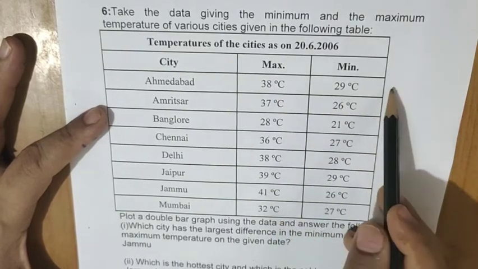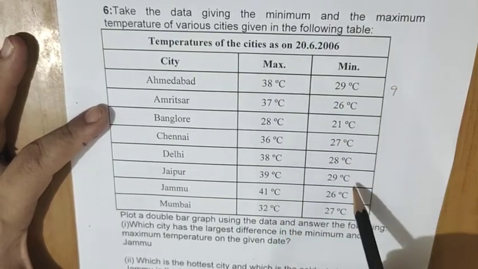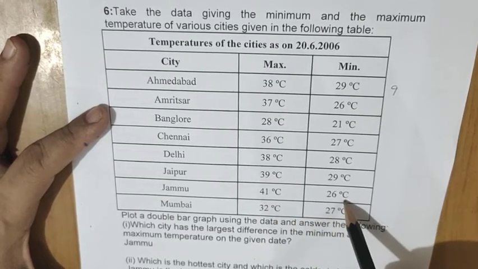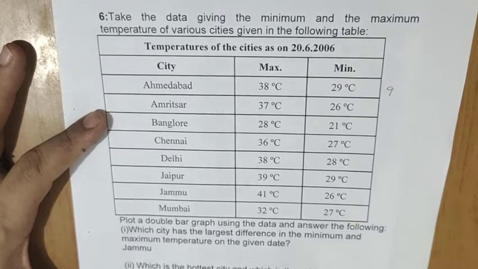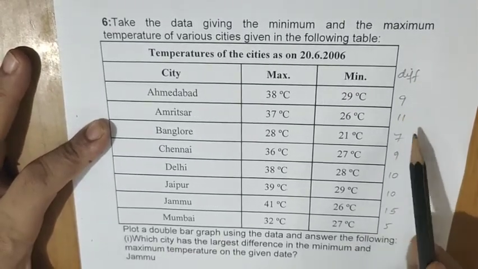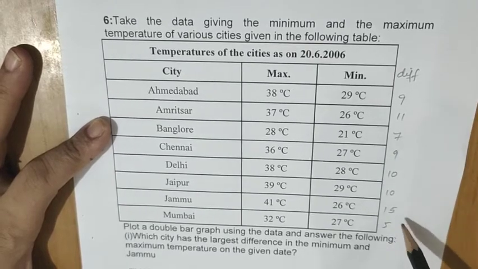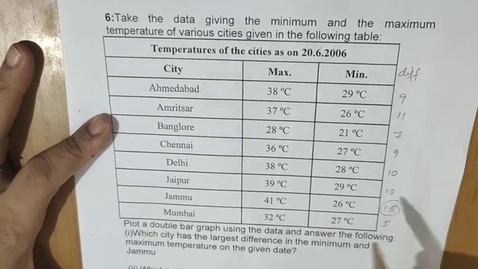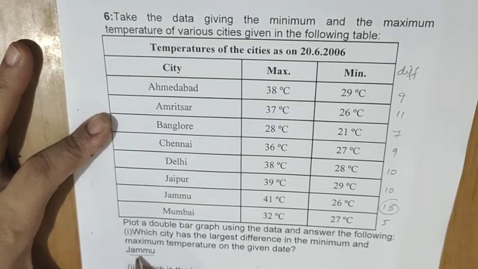38 to 29, the difference is 9. Like that we have to calculate. Now see 41 and 26. What is the difference here? Like this, roughly you calculate the differences. You can see 9, 11, 7, 9, 10, 10, 15, 5. So which is having the maximum difference? 15. So which is the city? Jammu is the answer.